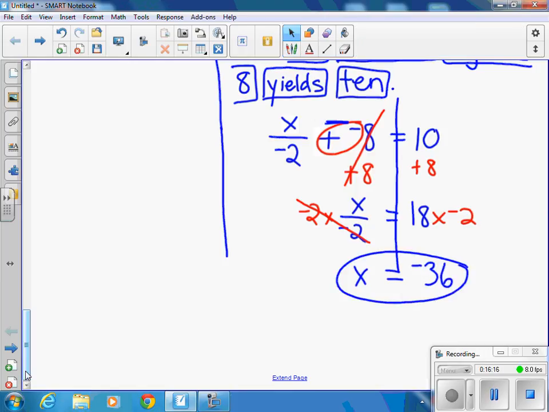Okay, so that in essence is our two-step equations. There are probably some more examples I could show you, but this is going to get you a good start. Remember to take notes on this information. Hopefully you've already done so. And of course, answer all the questions as needed.